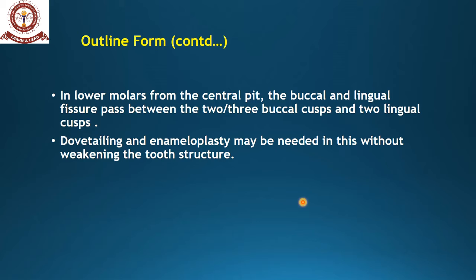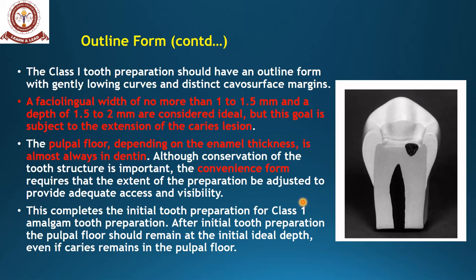So in lower molars, from the central pit, the buccal and lingual fissure pass between the 2 or 3 buccal cusps and 2 lingual cusps. So dovetailing and enameloplasty may be needed in this without weakening the tooth structure. The class 1 tooth preparation should have an outline form with gently flowing curves and distinct cavosurface margins. A faciolingual width of no more than 1 to 1.5 mm and a depth of 1.5 to 2 mm are considered ideal, but this goal is subject to extension of the caries lesion.